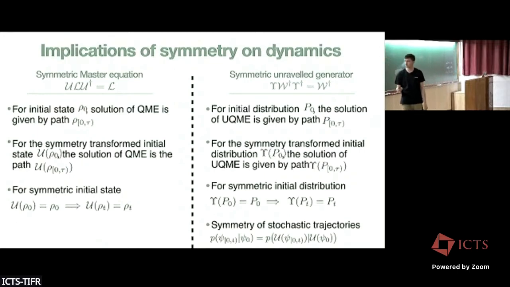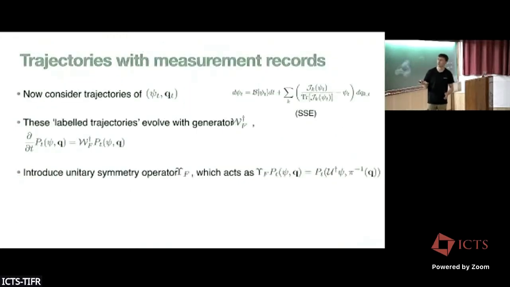Okay, great. So, so far we've just considered trajectories of conditional states, but we can also consider if we want to include the measurement record. So now we're going to consider trajectories of this form. So we have the conditional state and this vector q. And if you look back at the stochastic Schrödinger equation, this is where this comes from.